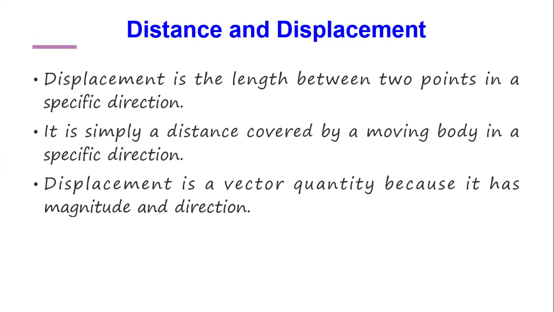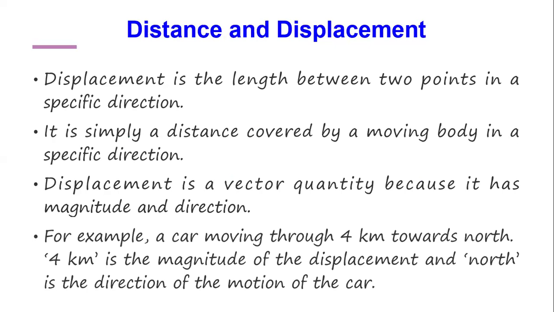So here you can have the difference between these two, the distance and the displacement. Distance is just the length covered by an object from one point to another, while displacement is the length covered between two points in a specific direction, and you can say the distance is a scalar quantity while the displacement is a vector quantity. So, for example, when we're talking about displacement, a car moving through 4 kilometers towards the north: 4 kilometers is the magnitude of the displacement, and north is the direction of the motion of the car. So here you have the meaning of displacement.